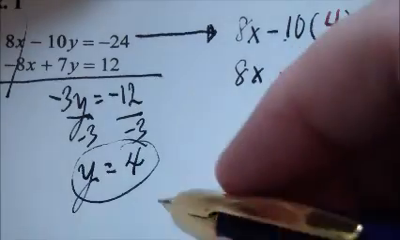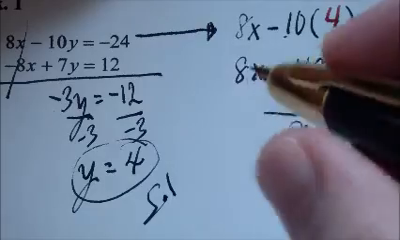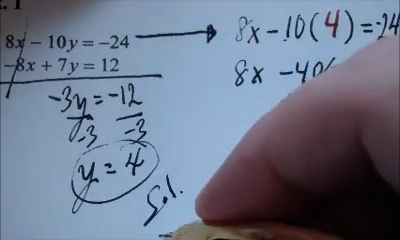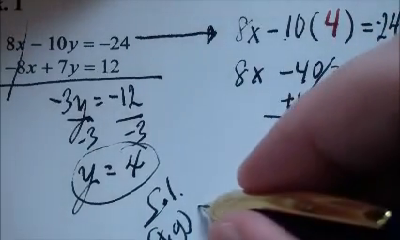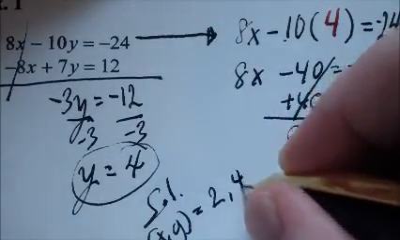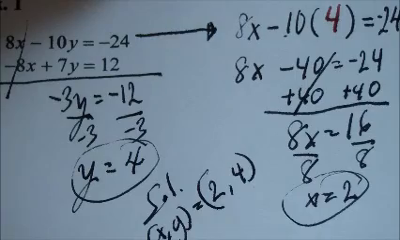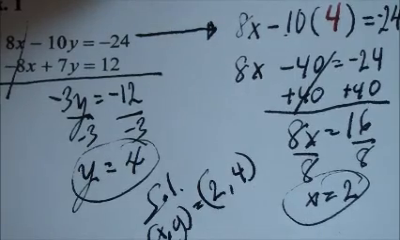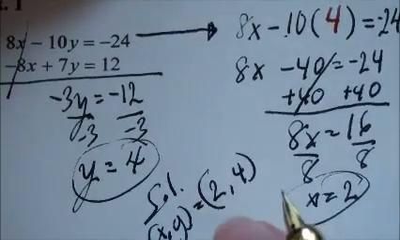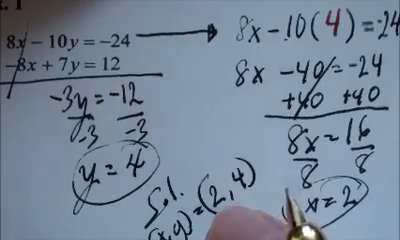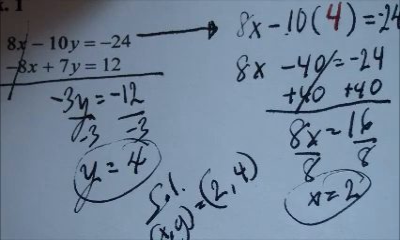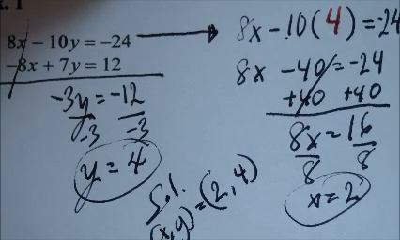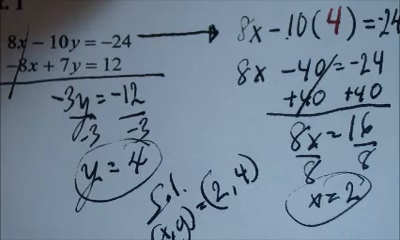Alright. So we have a solution. The solution is x, y, which is going to be 2, 4. This is the point where the two lines intersect. So since there is an actual value, 2, 4, that means these lines do intersect. So there's a solution. All right. Let's try the next one.